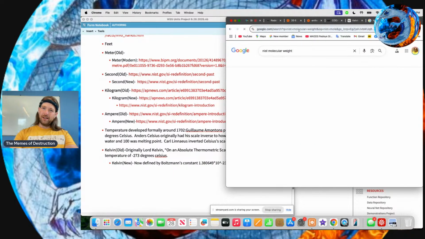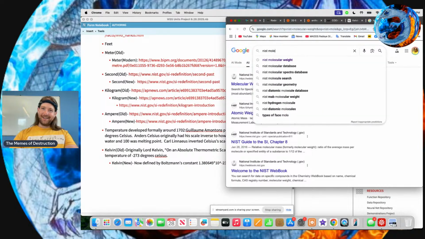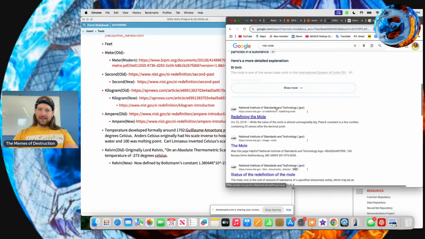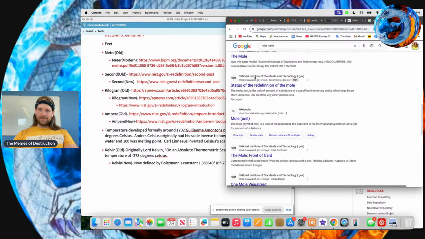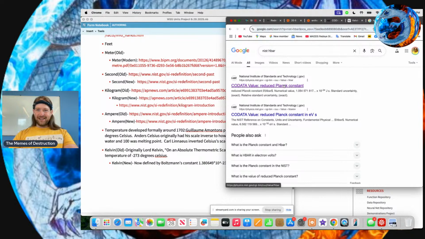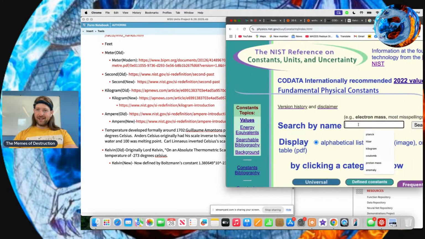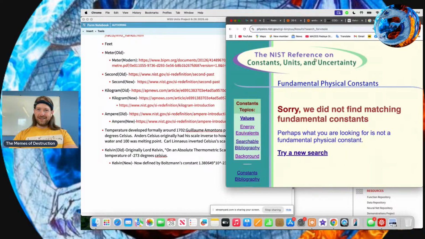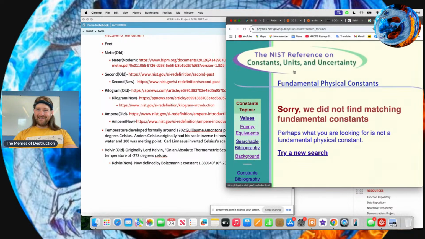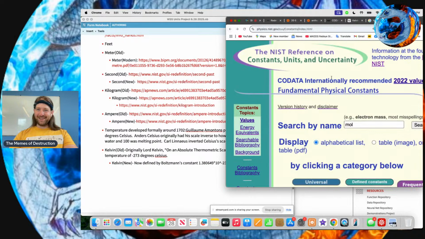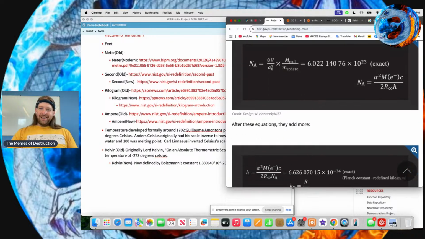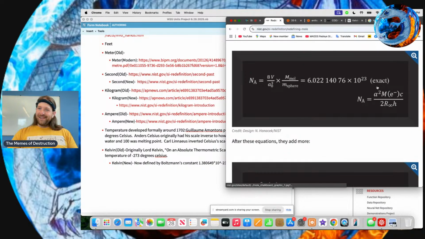NIST mole. Not molecular weight, we just want the mole. Okay, let's just do this. Search, mole. They literally just have a mole. Huh, they don't have it on the physical constants page. That's interesting. All right, I digress. After these questions, they add more.